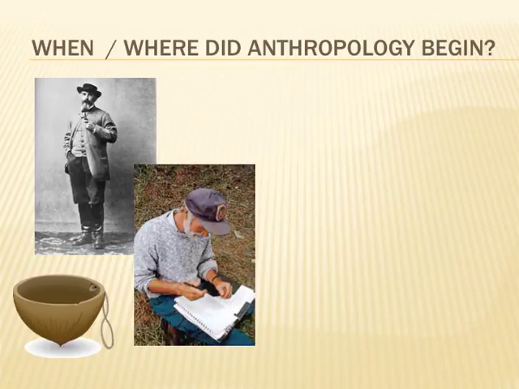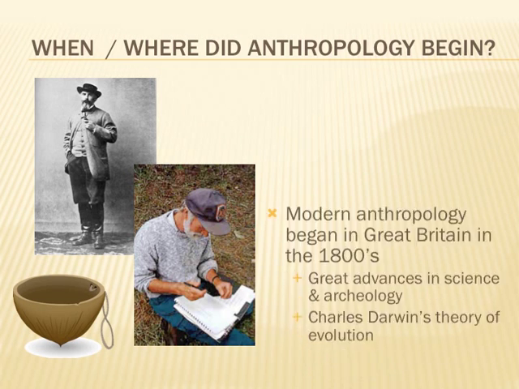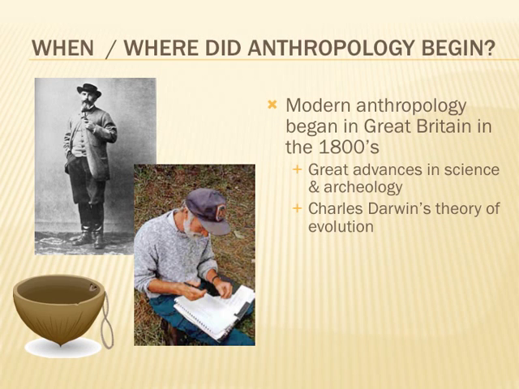When we look at where and when anthropology developed, anthropology is a relatively new science. It's only been around for a little over 100 years, and mainly that's because it started to develop in Europe, particularly Great Britain. During the 1800s, particularly the mid to late 1800s, is when we started to see anthropology really start to come into its own.